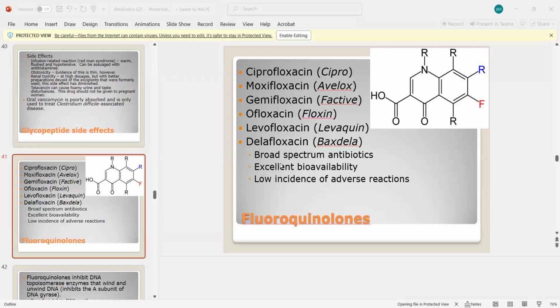Tinidazole tends to be used for eukaryotes. So Giardia and Amoeba histolytica, good for those.